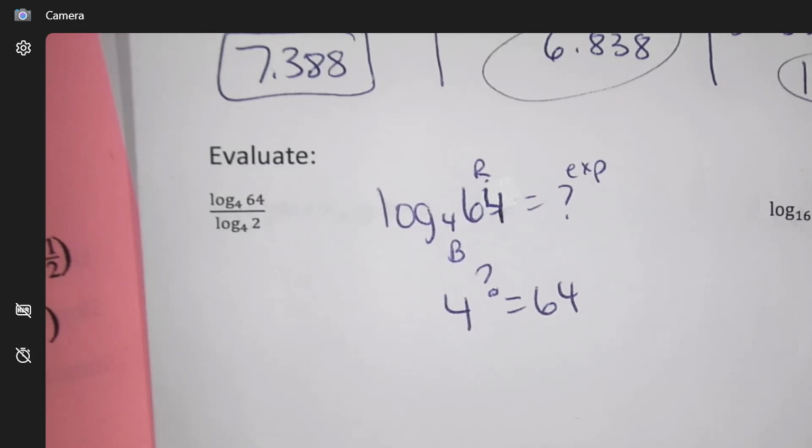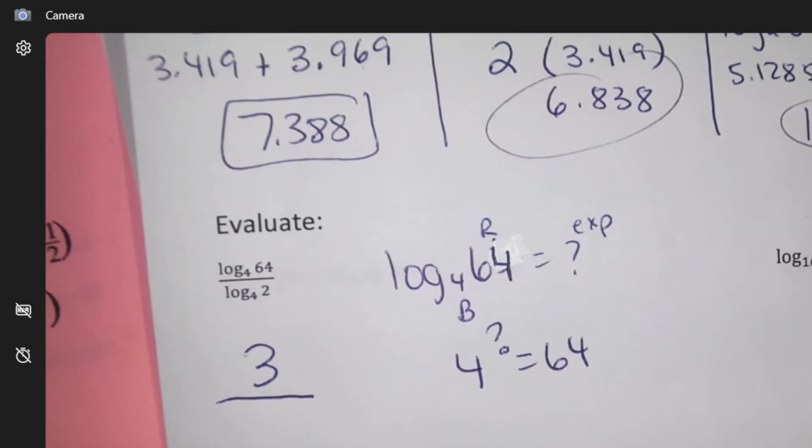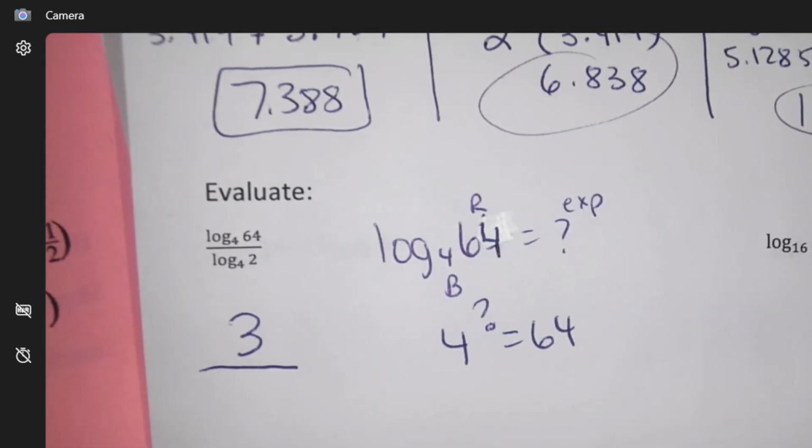4 to the, that's multiplying. Don't do that. That's a big number. 4 times 4 times 4. It's 4 cubed. 4 cubed. So that's a 3.